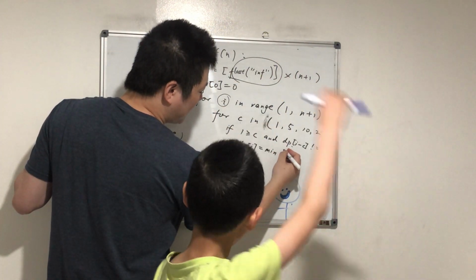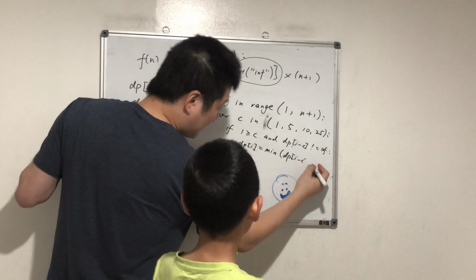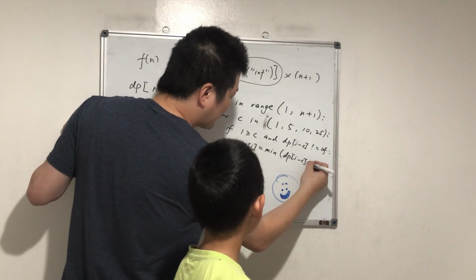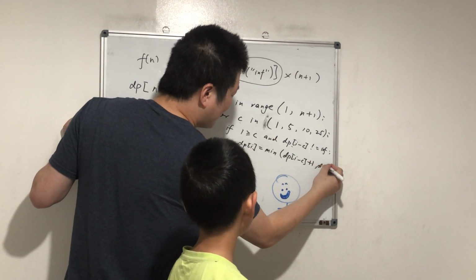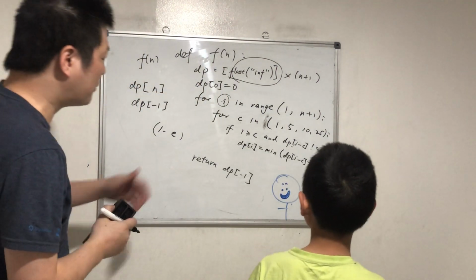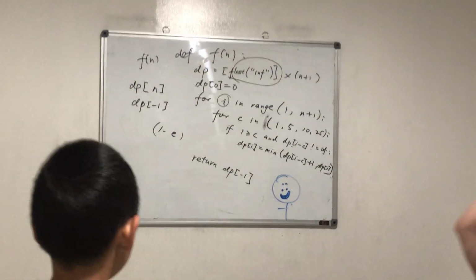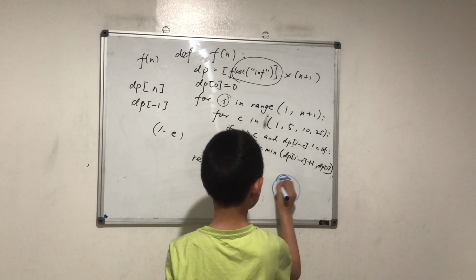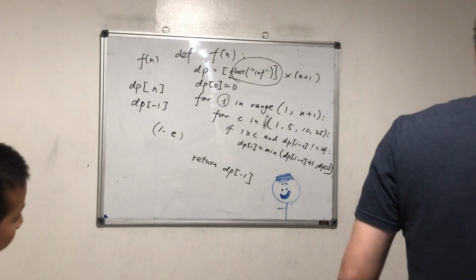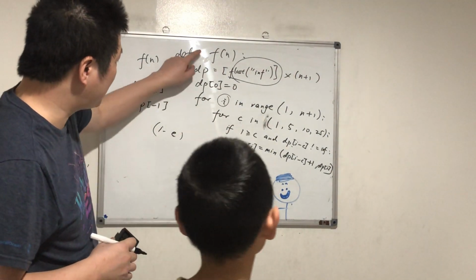Eric, can you tell me what's here? dp[i minus c] closing bracket, plus 1, dp[i], right? Does it make sense? We want to compute the minimum dp[i] value, right? And dp[-1] is the last value, dp[n], right?